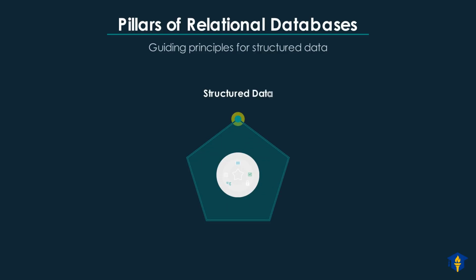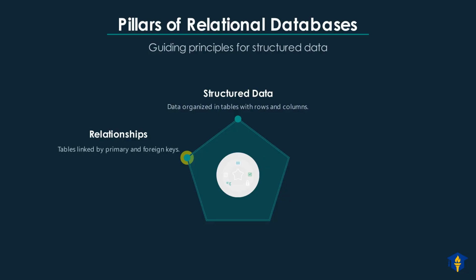First, let's consider structured data, a key characteristic of relational databases. This means data is precisely arranged in tables, consisting of clearly defined rows and columns. Next, we have relationships, which are vital for connecting different pieces of information. Tables are linked efficiently using primary keys and foreign keys to establish connections.